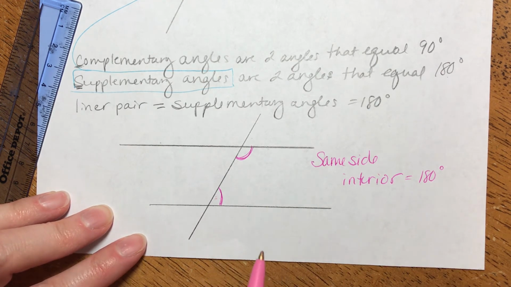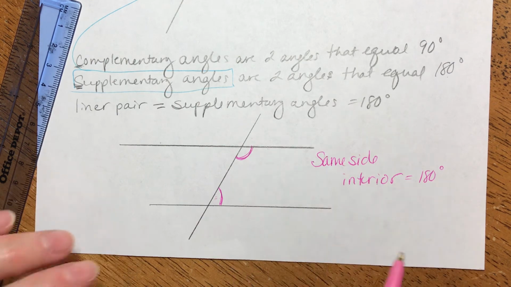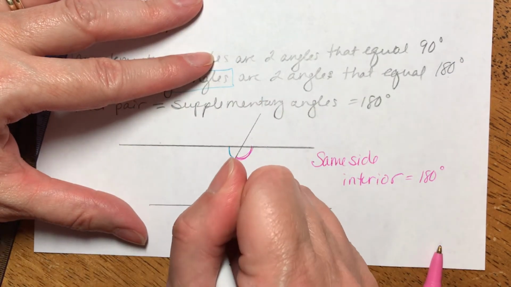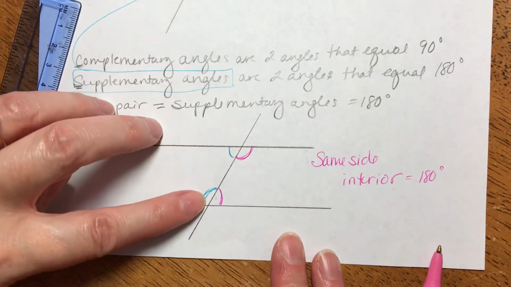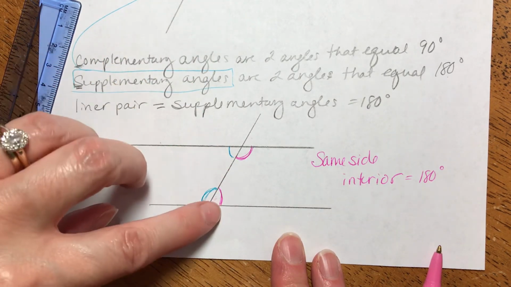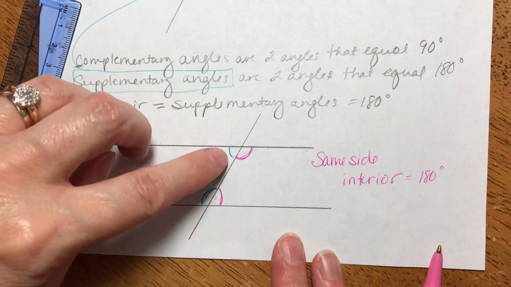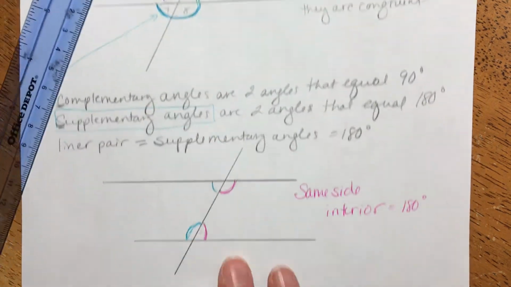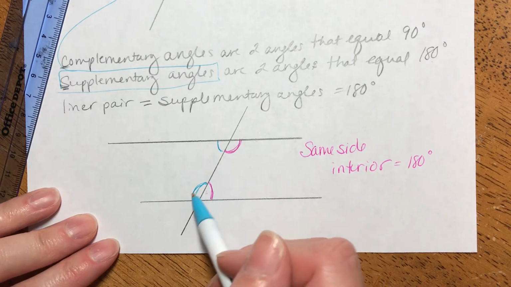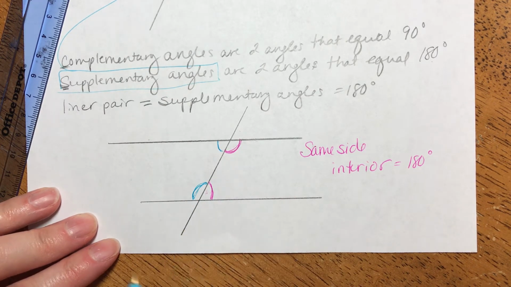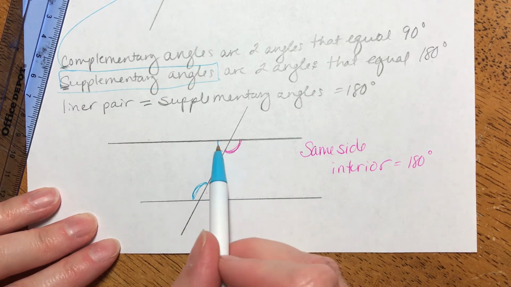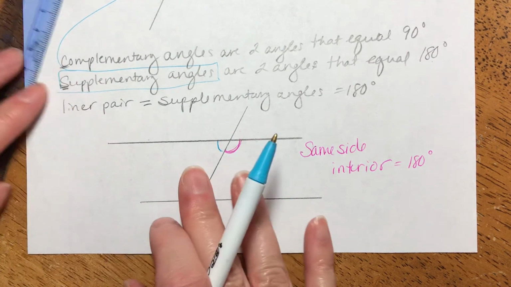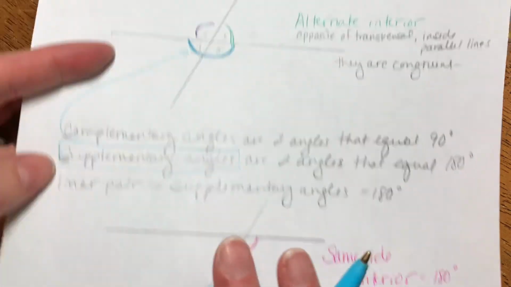Same side interior. These two go together. Other same side interior would be the blue ones. Same side interior. Now these two would have the same measure, right? Because these are alternate interior. Those would be congruent. These two would be congruent, alternate interior. And then to freak you out some more, these two are linear. They make a straight line. It's a lot going on. I know. That's why we took notes.